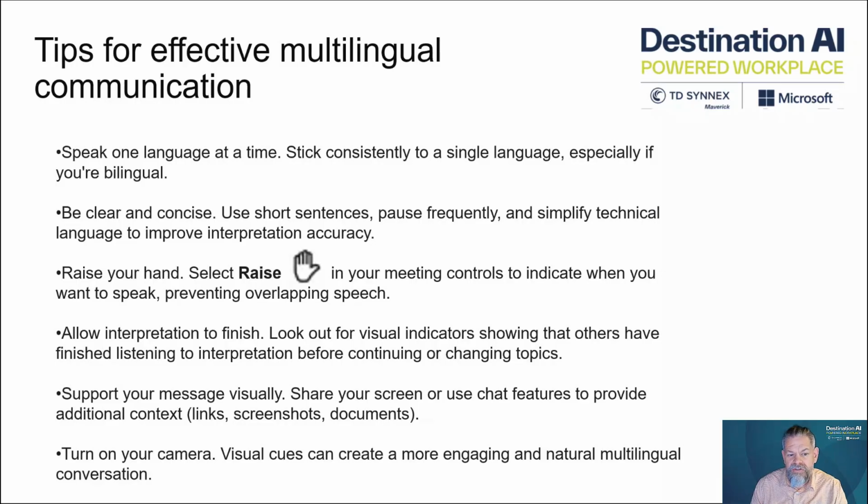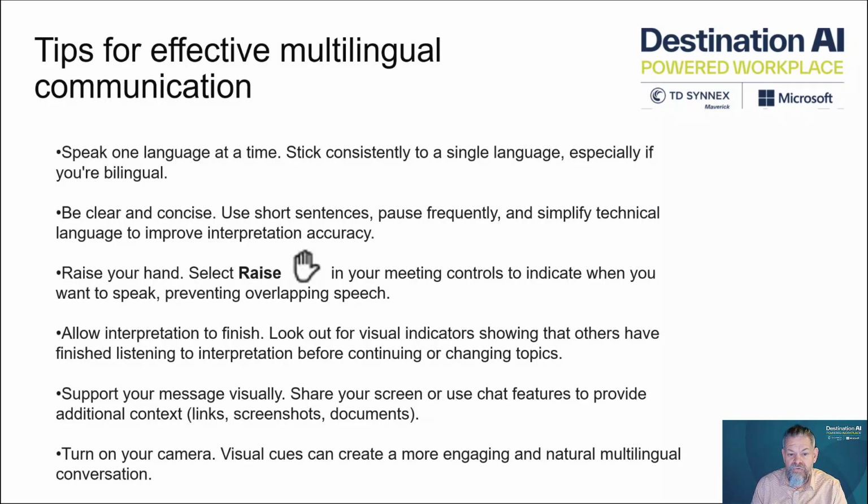Raise your hand. Use the hand raise button in your meeting, and that controls whether we indicate where we want to speak or prevent overlapping speech, stopping people from talking over you and preventing that from occurring. It allows it to utilize just that one voice at that point in time, and allow the interpretation to finish. Whilst we're speaking, we want to ensure that everybody gets the full message of what we're trying to say.